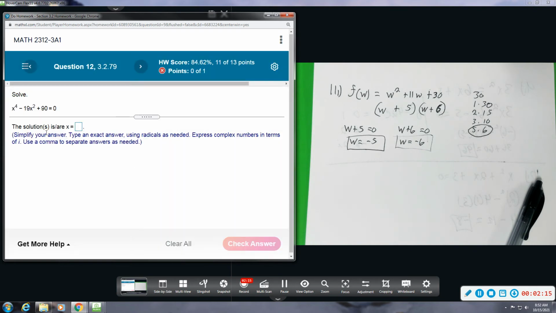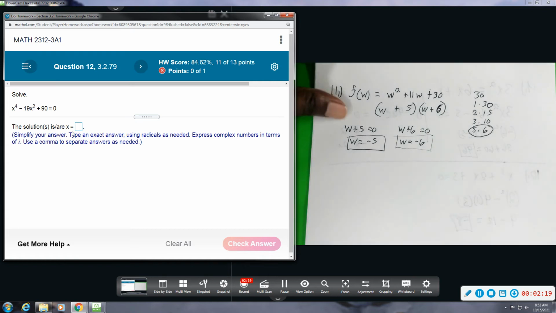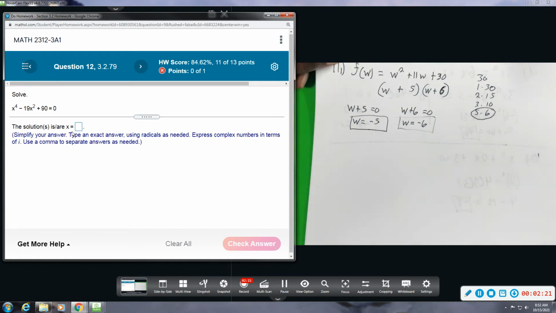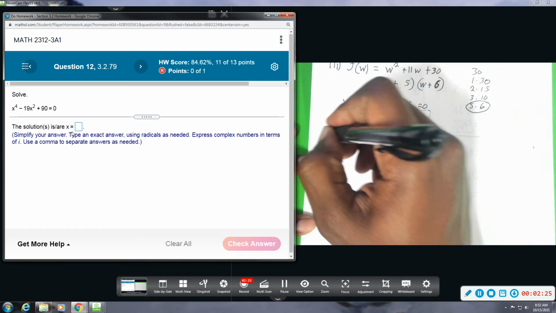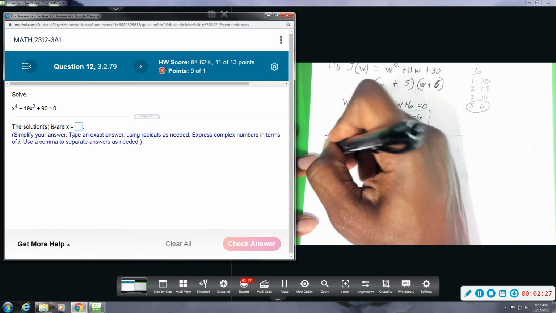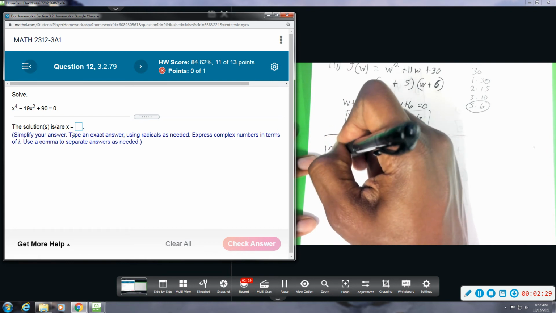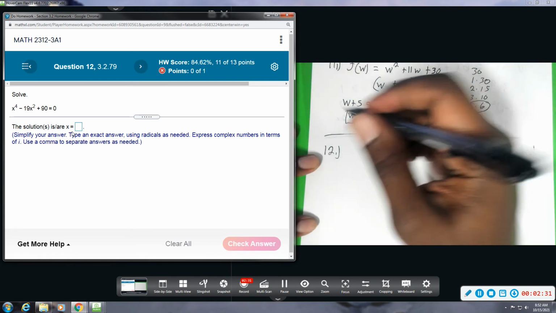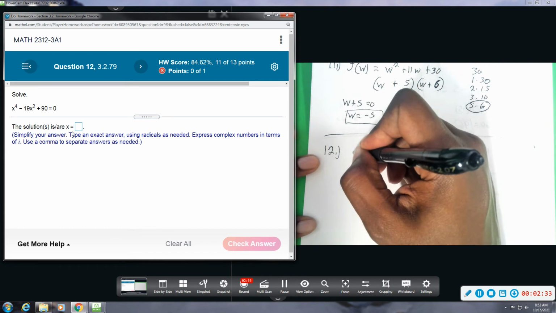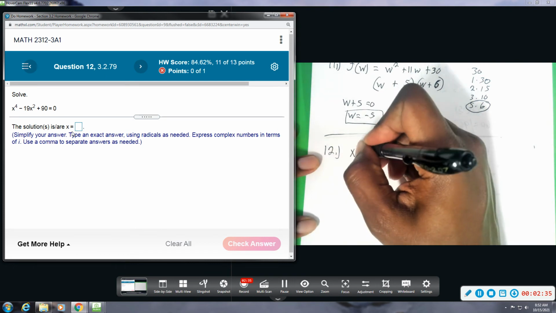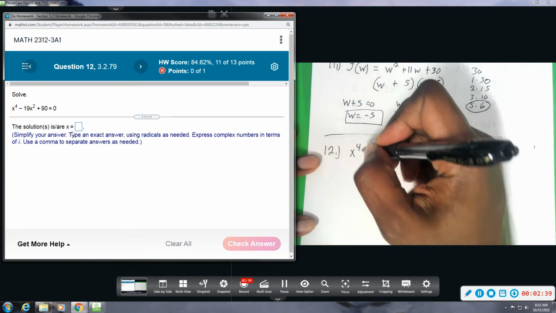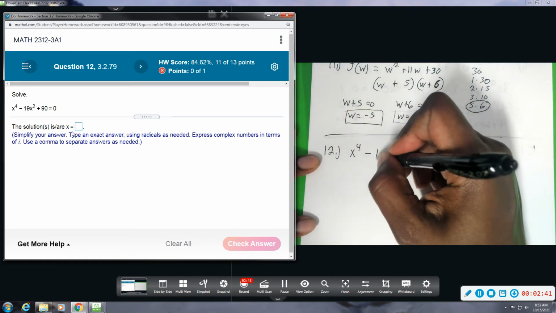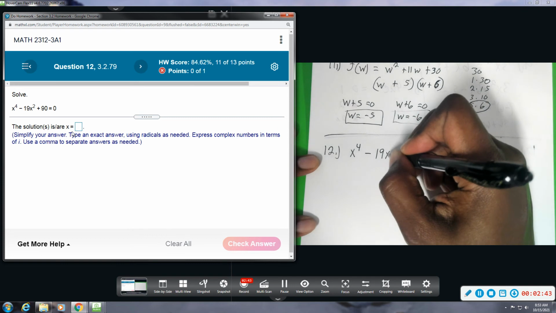All right, number 12, also we have a quadratic function that they want us to solve. Now, it's not quadratic exactly, but we will solve it like a quadratic, which you'll see. So any problem that has 3 terms similar to a quadratic, even though this power is much bigger, so we have an x to the 4th, quadratic is a 2nd degree, this is a 4th degree, this will still be able to be solved like a quadratic.